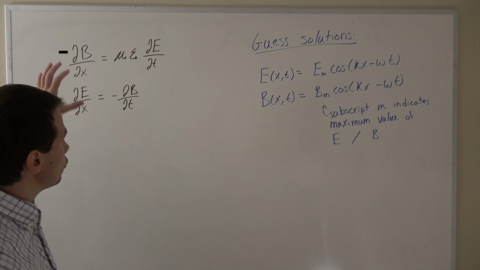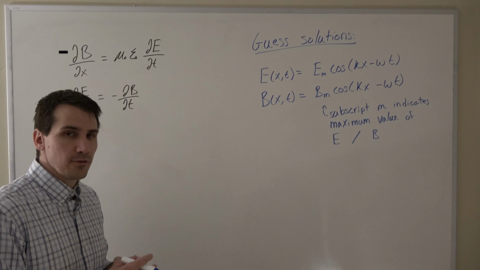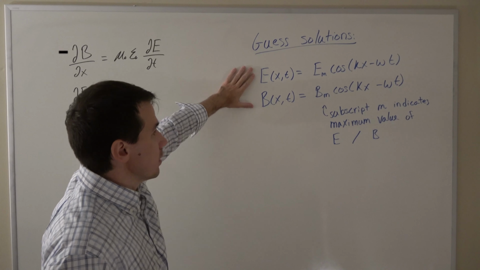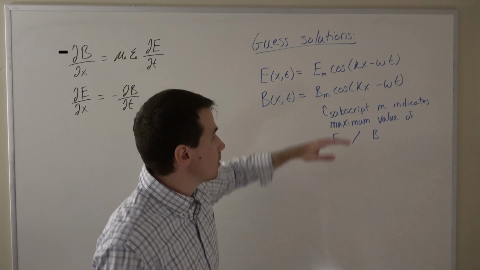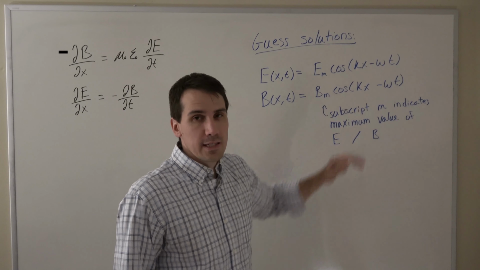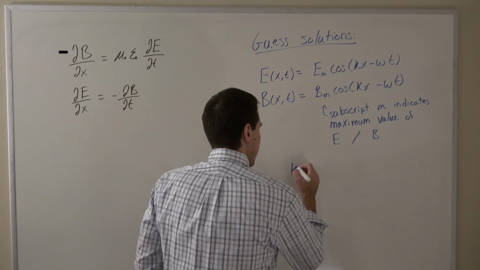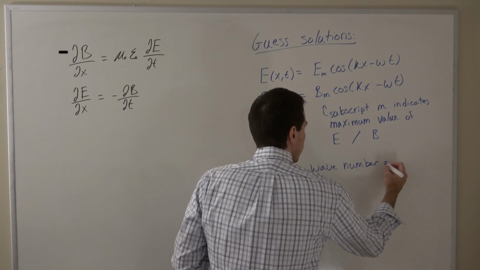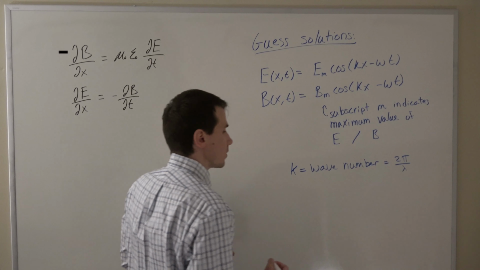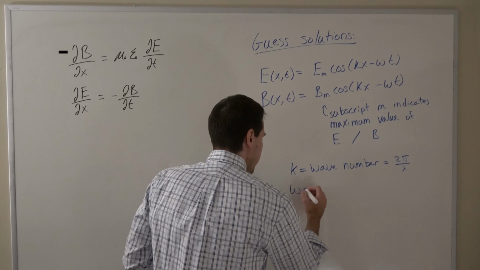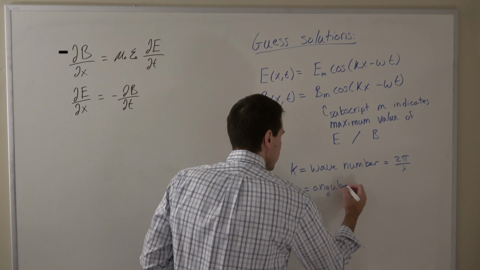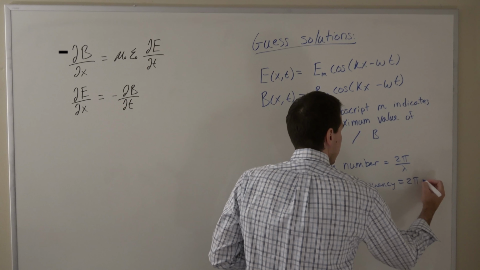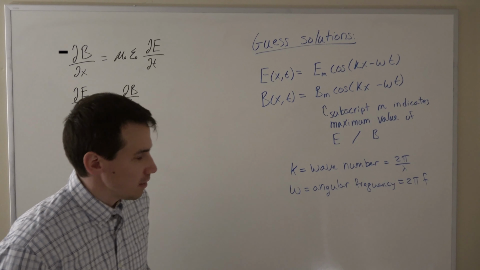Now that we have our two differential equations here relating the electric and magnetic fields, what we're going to do is simply guess the answer as electric fields that go like some maximum amplitude multiplied by a cosine of kx minus omega t. And we'll remember that k represents the wave number, which is 2 pi divided by lambda, where lambda is the wavelength of the wave, and omega is the angular frequency, which is 2 pi multiplied by the normal frequency of the wave.